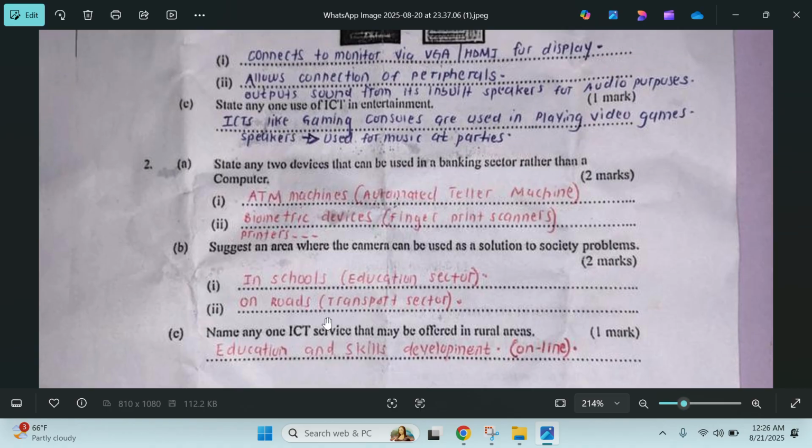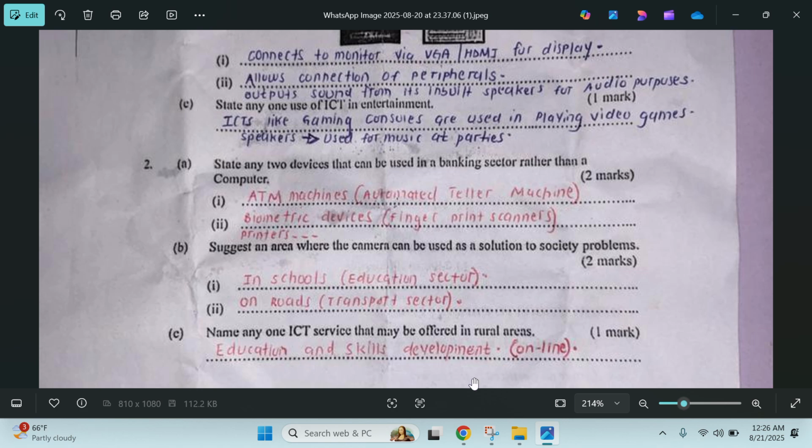Number two of that very paper was: state any two devices that can be used in a banking sector rather than a computer. There are many devices that are used in banking sectors rather than a computer, and one of them is an ATM, automated teller machine, and another one could be a biometric device. Those are fingerprint scanners that are found in banks. Even printers can be used in banks as devices apart from a computer. So that was number two, part A.